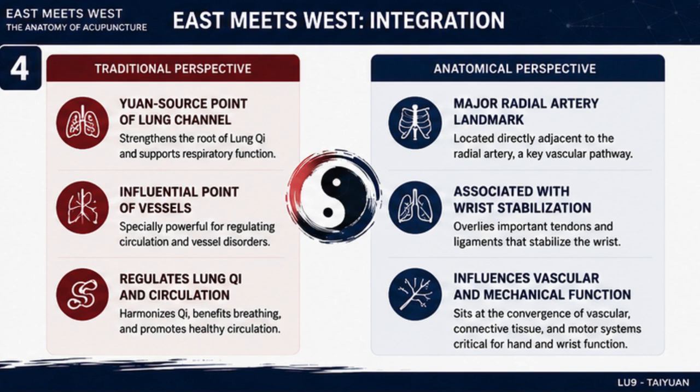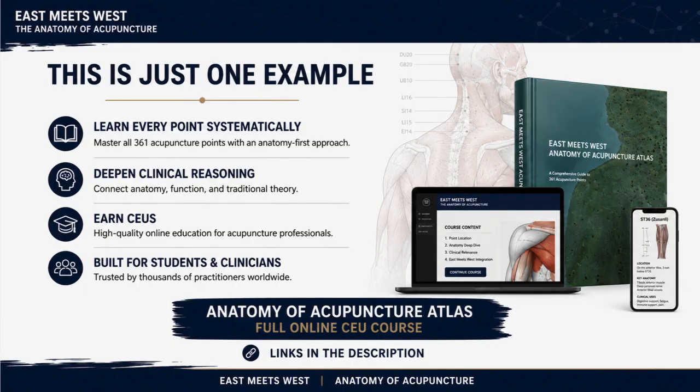In traditional Chinese medicine, Lung 9 is known as the Yuan-Source point of the lung channel and the influential point of the vessels. It is commonly used to regulate circulation and support respiratory function. From an anatomical perspective, Lung 9 sits directly adjacent to the radial artery and important wrist stabilizing structures. The point occupies a unique location where vascular, connective tissue, and motor systems converge. When these perspectives are integrated, Lung 9 reflects both traditional concepts of circulation and modern understanding of vascular and mechanical regulation. This is just one example of the anatomy we explore.